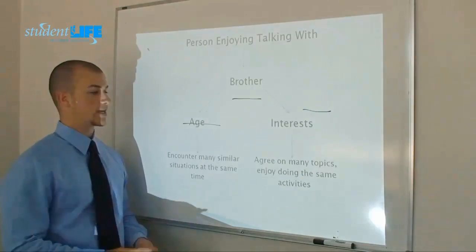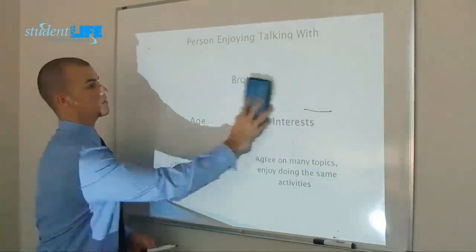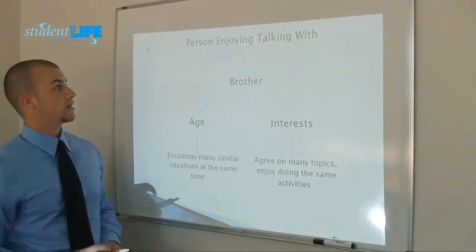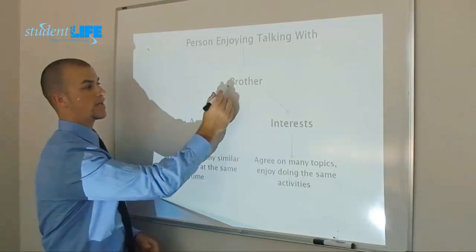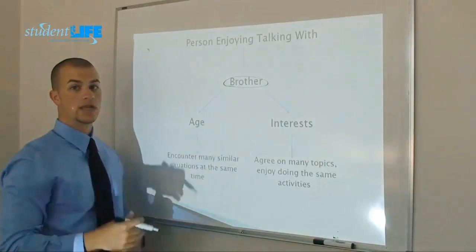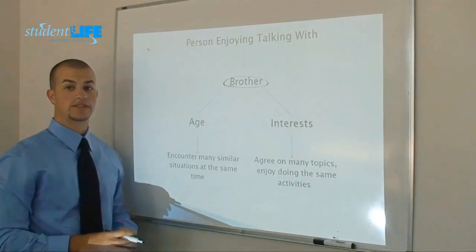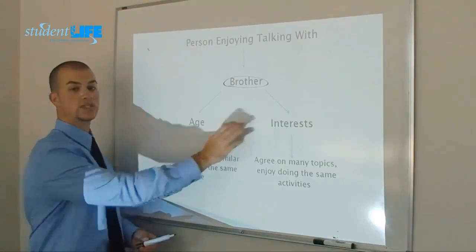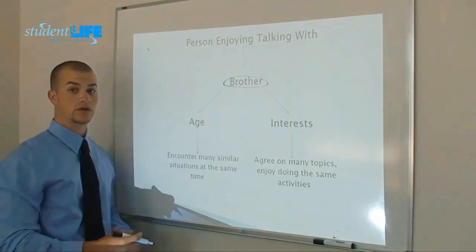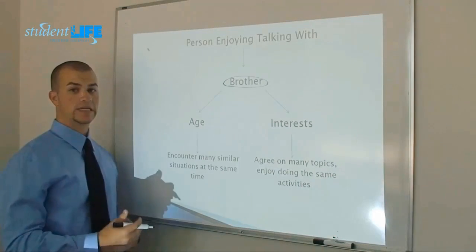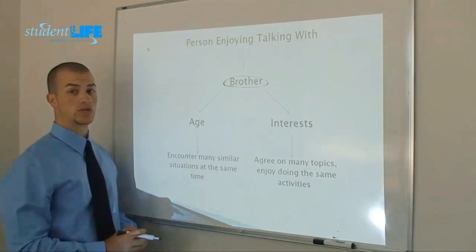So what I have here as an example for question 1, the main topic is person you enjoy talking with, as you know, and the person that I chose is my brother. Now, since it's only a 45-second question, I only have 2 examples. I should be able to stretch those out into 45 seconds, so 3 examples, 4 examples isn't really necessary for question 1 or question 2.